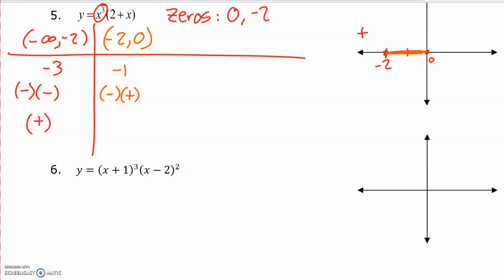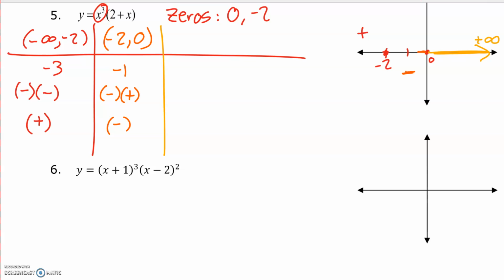So that's positive. Negative times a positive gives us a negative value, so that's going to dip below the x-axis. Next, the domain interval is going to be from 0 to positive infinity.